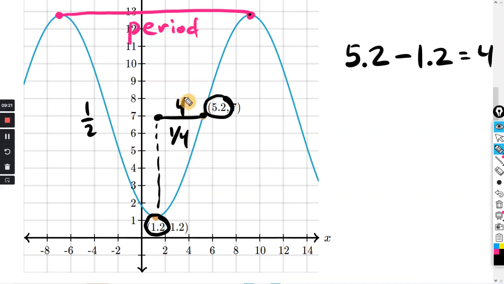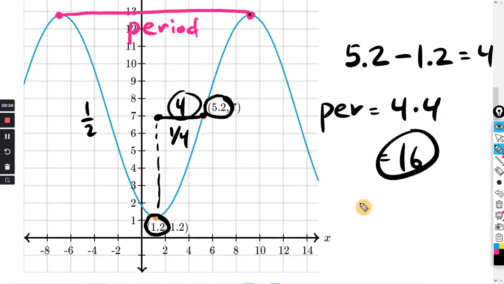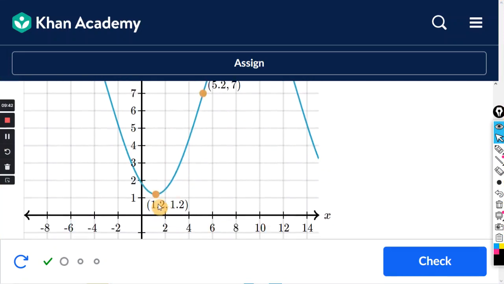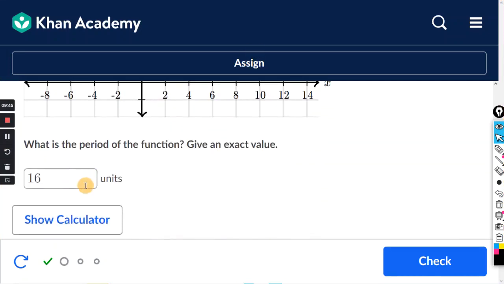So this distance here is 4, but that is only 1/4 of the whole period. So I just multiply the 4 by 4. Okay, because this is only 1/4 of the period. So the period is going to be 4 times 4, which is 16 units. All right, this one did not have any pi on the x coordinate. Okay, so it's just 16 units without the pi.